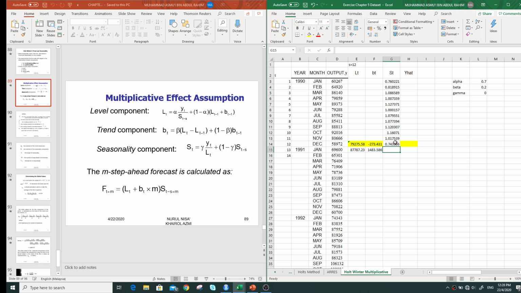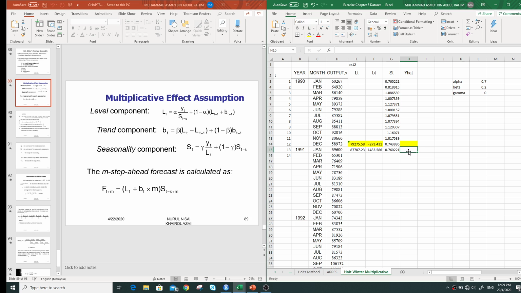St is gamma times Yt over Lt, so Y13 over L13, plus 1 minus gamma times St minus s, which is actually S1. Don't forget to put the dollar sign here, and enter.